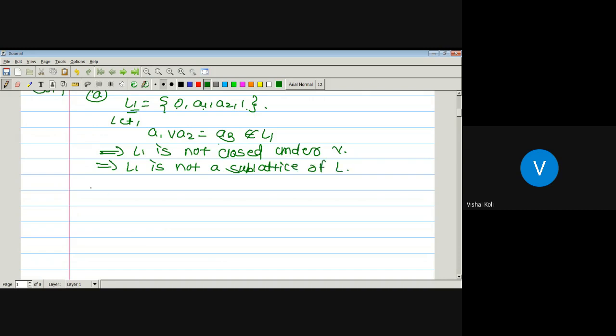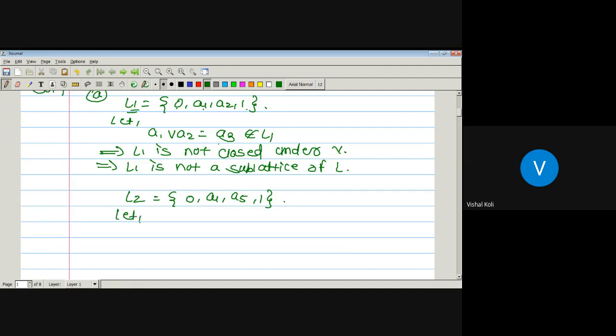lattice L. Now B is nothing but L2. What is L2? L2 is nothing but 0, A1, A5 and 1. Now the same procedure works here. For 0 and 1, as they are unique complements of each other, the join and meet are again in L2. Same for 0, A1; 0, A5; and A1, 1; and A5, 1. Check for A1 and A5.